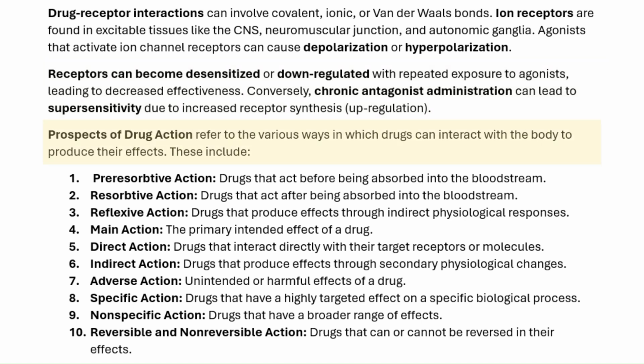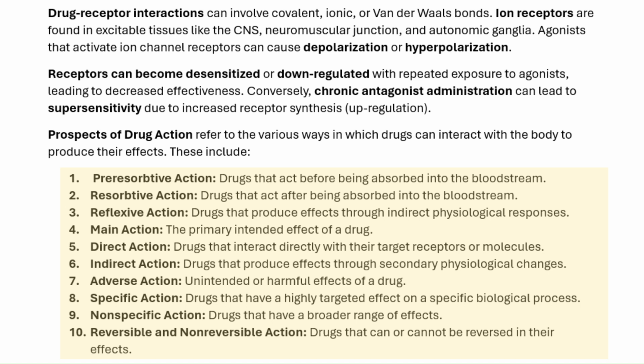Prospects of drug action refer to the various ways in which drugs can interact with the body to produce their effects. These include: 1. Pre-resorptive action, drugs that act before being absorbed into the bloodstream. 2. Resorptive action, drugs that act after being absorbed into the bloodstream. 3. Reflexive action, drugs that produce effects through indirect physiological responses. 4. Main action, the primary intended effect of a drug. 5. Direct action, drugs that interact directly with their target receptors or molecules. 6. Indirect action, drugs that produce effects through secondary physiological changes.